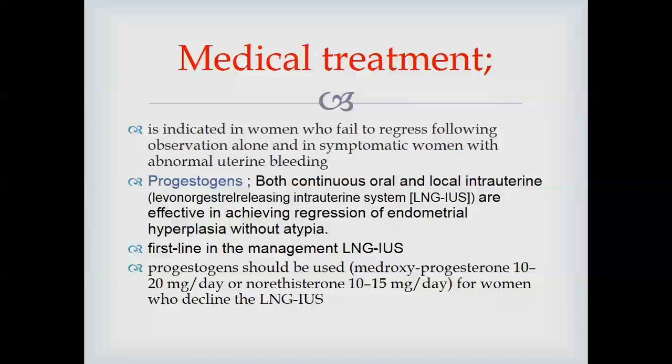If the patient has a problem with inserting the Mirena IUCD, such as a big lower segment fibroid, or sometimes a stenosed cervix, or the patient refuses to have the Mirena IUCD, then you can shift to the second line, which is the progesterone oral tablet.